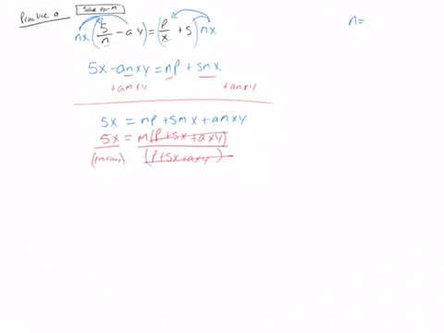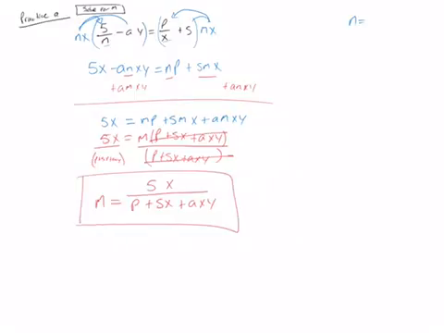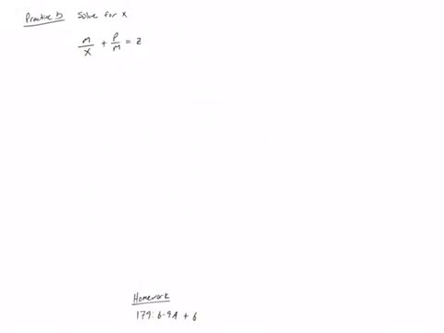That piece would reduce with that, and I end up with m equals 5x over p plus sx plus axy. And that is my scary but final answer there. M equals something. I did exactly what I was asked to solve for m. Let's do one more.